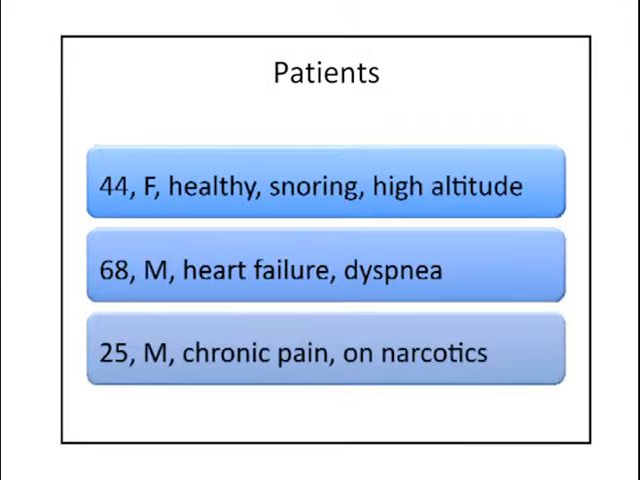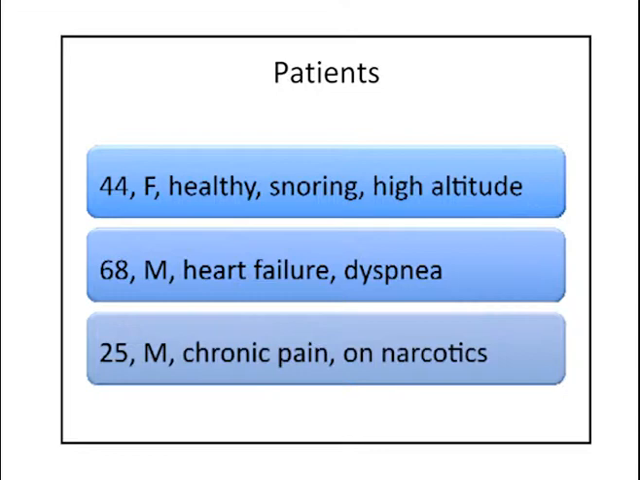What I was trying to emphasize though is that any of this could be a right answer if only we know what the patient is. So imagine this patient is a 44-year-old female, healthy, who simply snores and lives at altitude like Denver. Treatment would be very different. On the other hand, if this is a 68-year-old male with heart failure and dyspnea, then clearly you have a different approach. Or a 25-year-old male on chronic pain medication or narcotics.